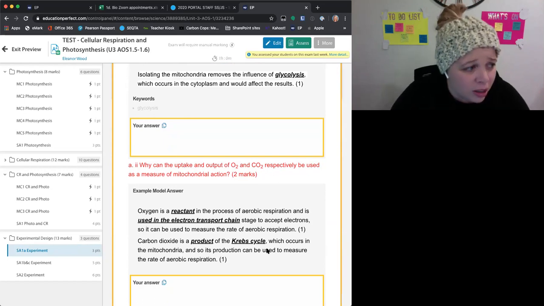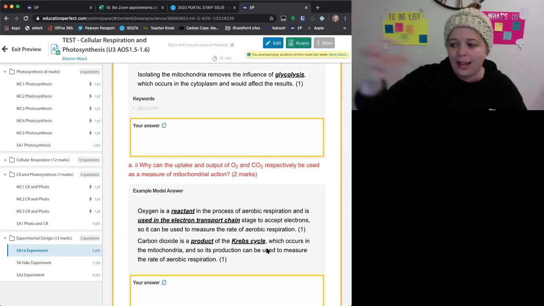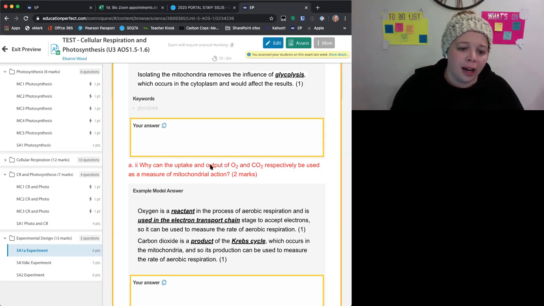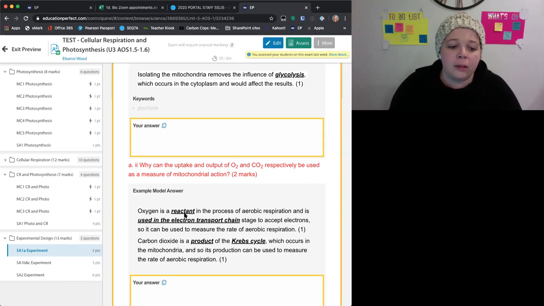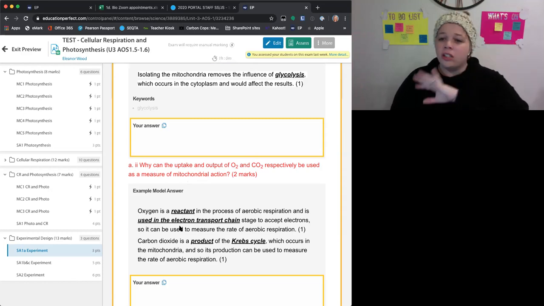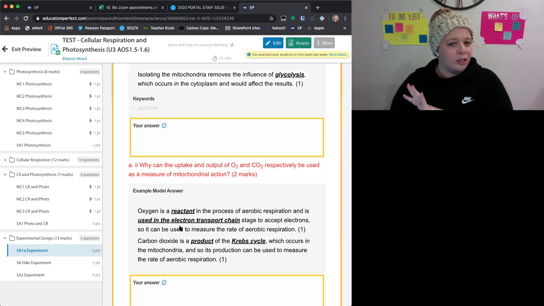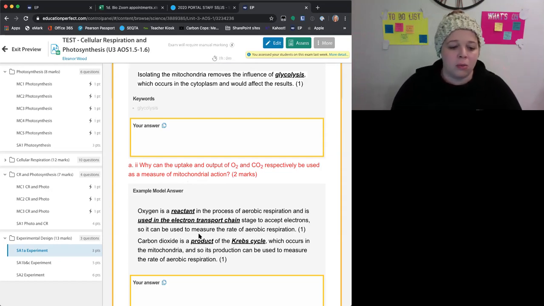It's important to know that if you are given an input, you need to tell me where it's inputting and where the output is. So why can the uptake of O2 be used? Let's just focus on the uptake of that. That's because oxygen is an input, or a reactant, in the electron transport chain. And I needed that link, not just used in cellular respiration. That is too general. You must tell me where it's used in cellular respiration.